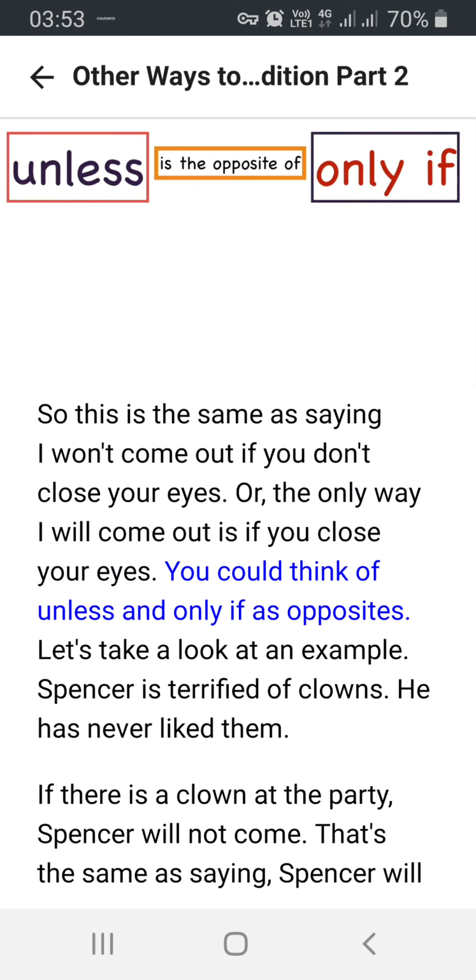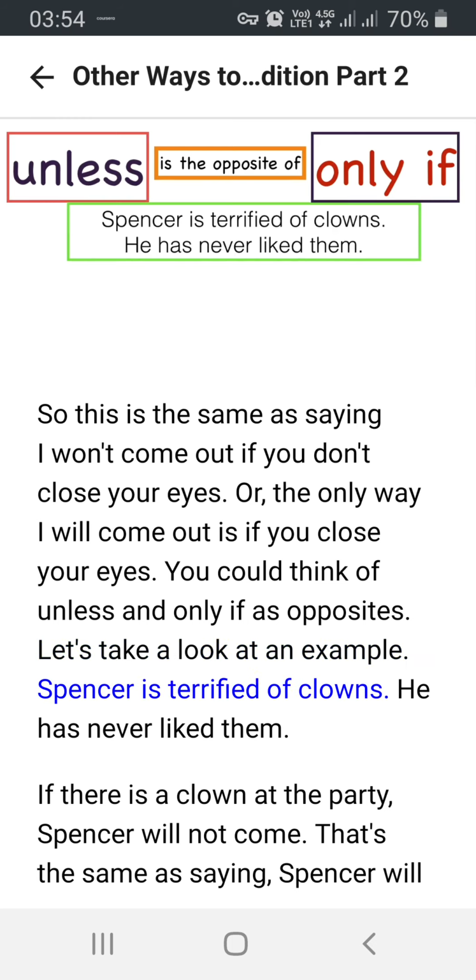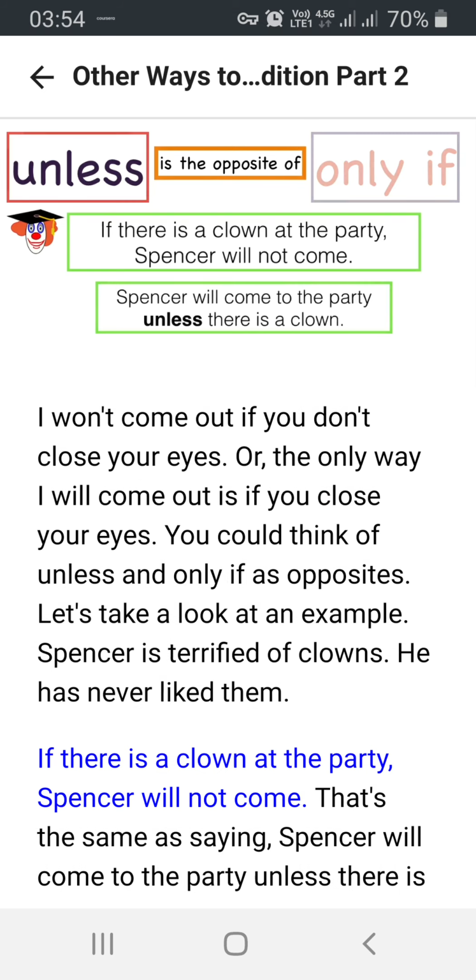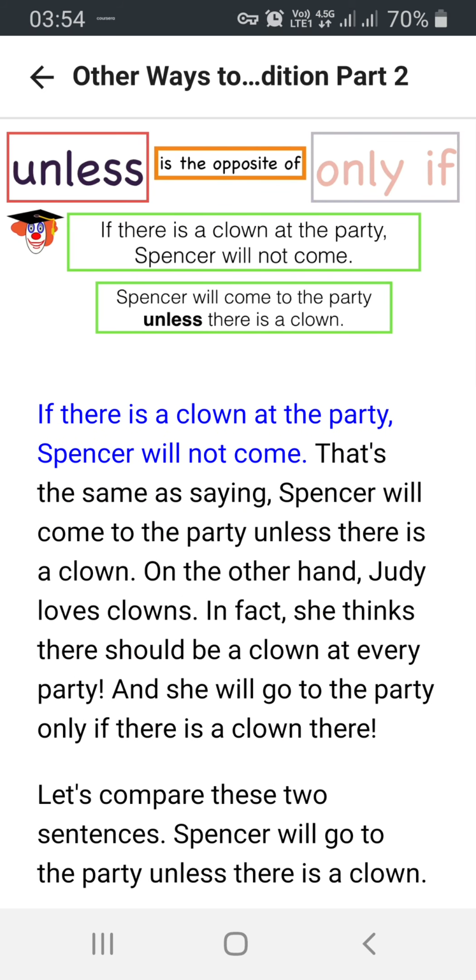You could think of unless and only if as opposites. Let's take a look at an example. Spencer is terrified of clowns. He has never liked them. If there is a clown at the party, Spencer will not come. That's the same as saying, Spencer will come to the party unless there is a clown.